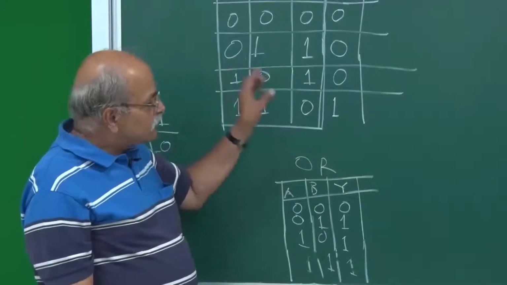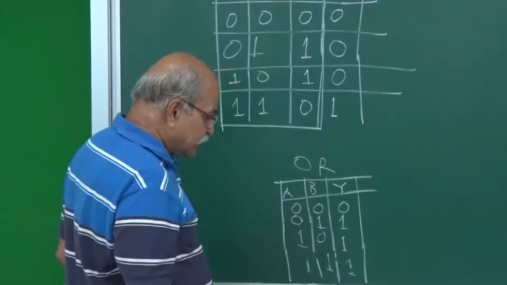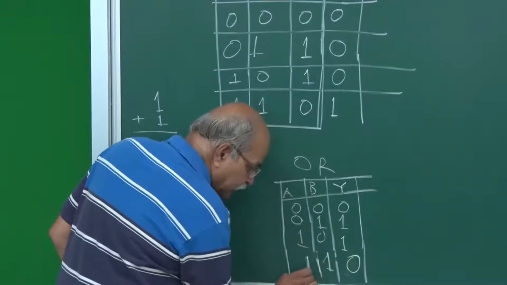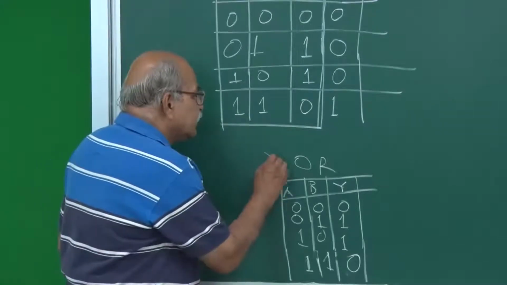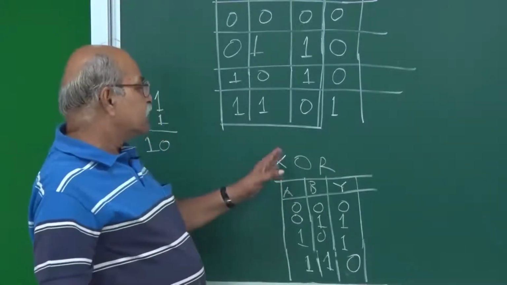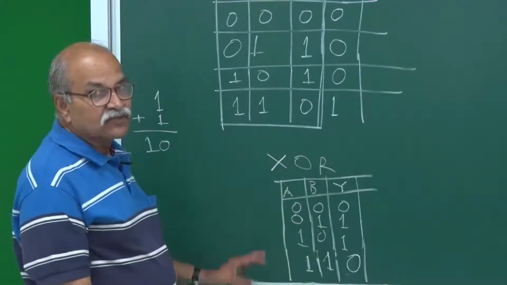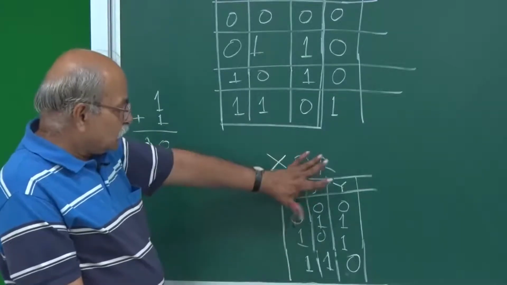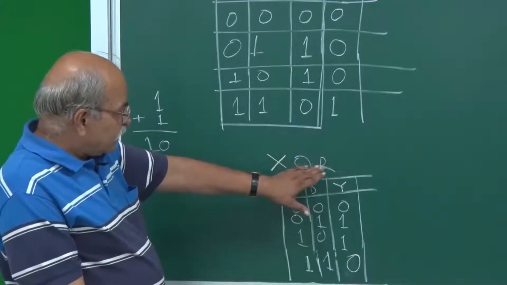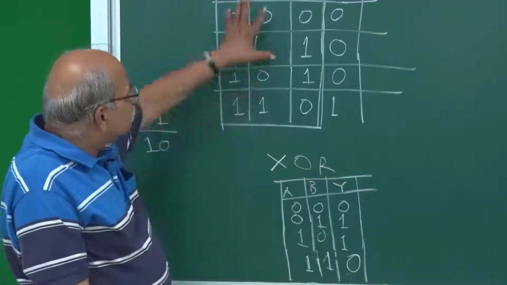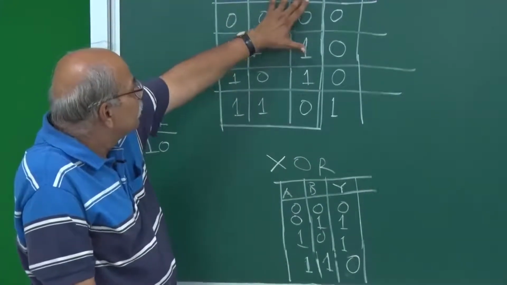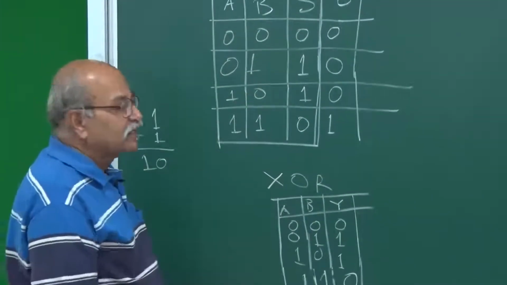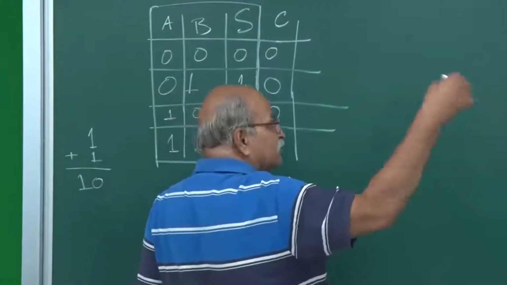Now, this also has a special name. This is known as exclusive OR, and it is written as XOR. This is called exclusive OR or XOR. So, this is also a kind of gate, and it is important. So here, the sum is nothing but XOR of A and B. How to implement that? Let me tell you the circuit and then we will check it.